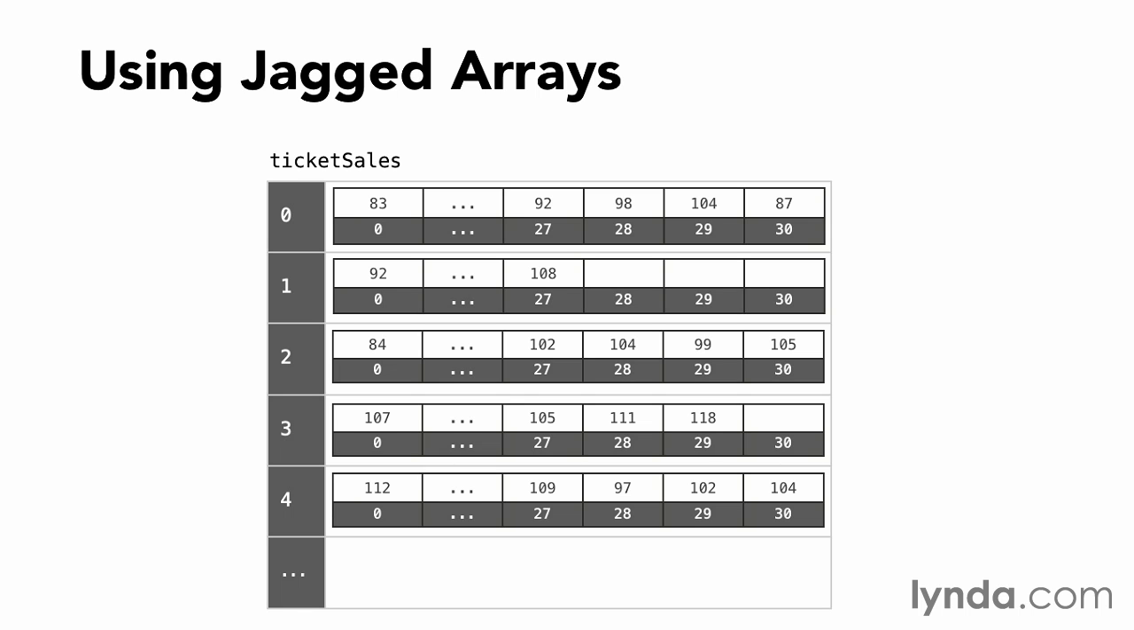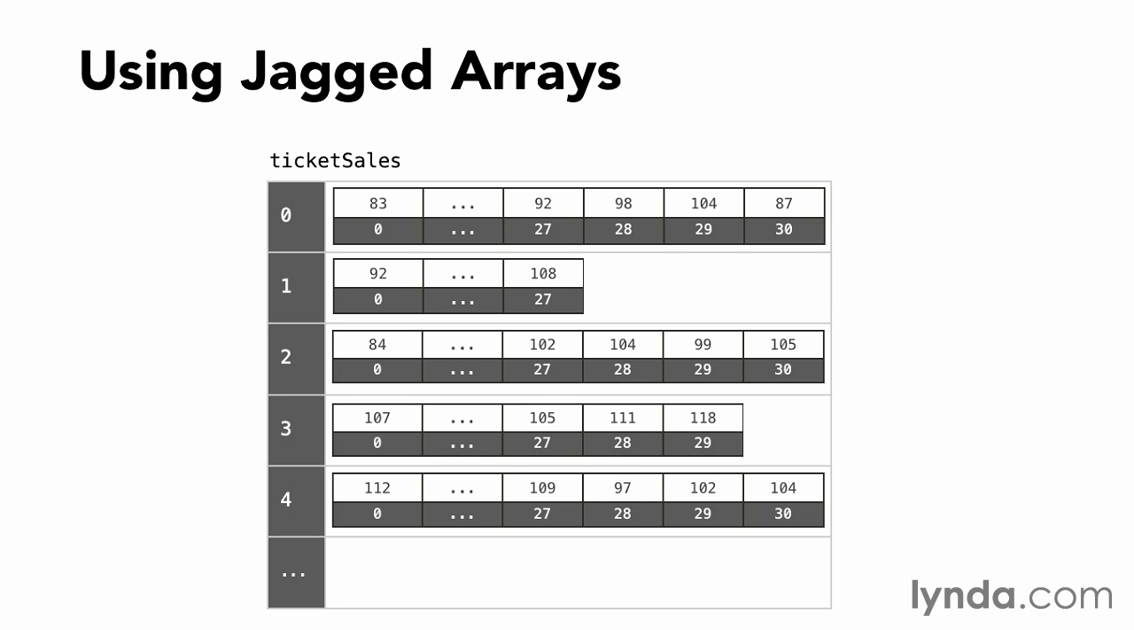So for this, and many other situations like this, you might actually want an array of arrays where the internal arrays have different lengths. So this isn't a rectangular array anymore. This would be referred to as a jagged array for reasons that should be obvious. We have an array of arrays of different lengths.